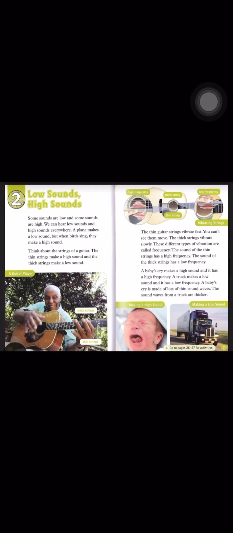You can't see them move. The thick strings vibrate slowly. These different types of vibration are called frequency. The sound of the thin strings has a high frequency. The sound of the thick strings has a low frequency. A baby's cry makes a high sound and it has a high frequency. A truck makes a low sound and it has a low frequency. A baby's cry is made of lots of thin sound waves. The sound waves from a truck are thicker.